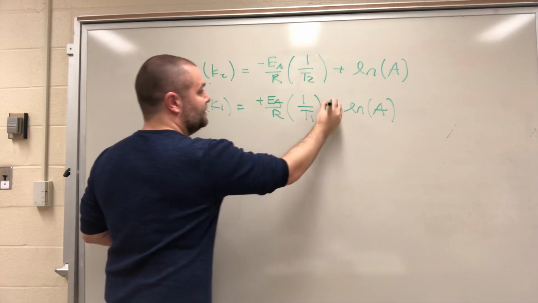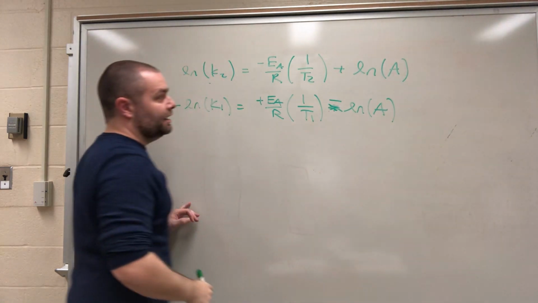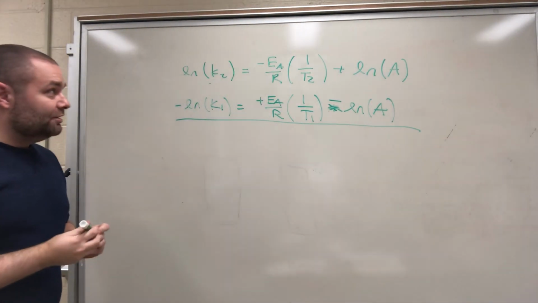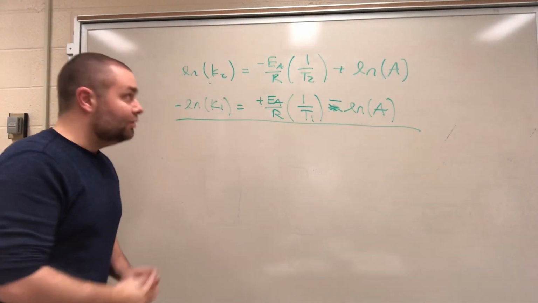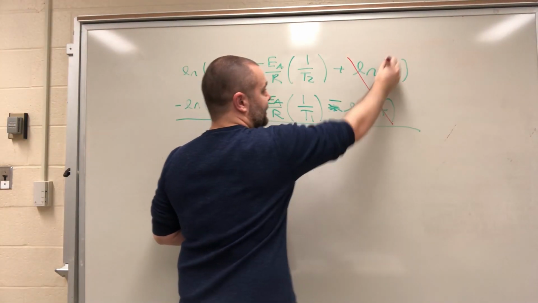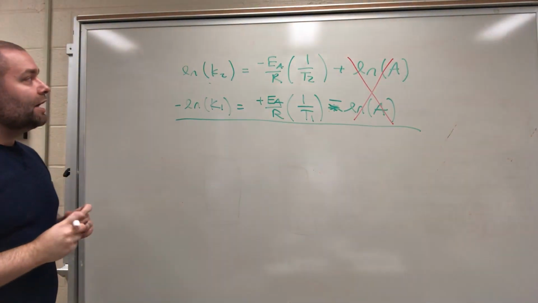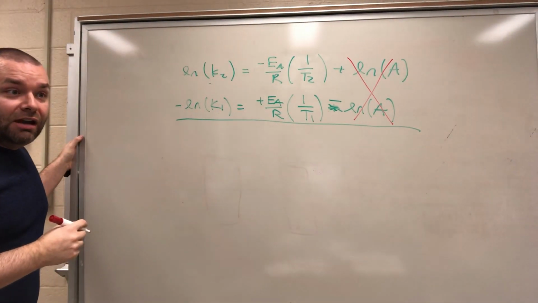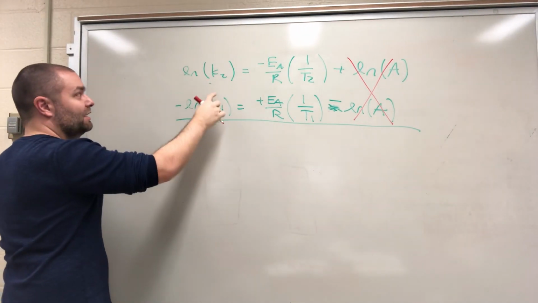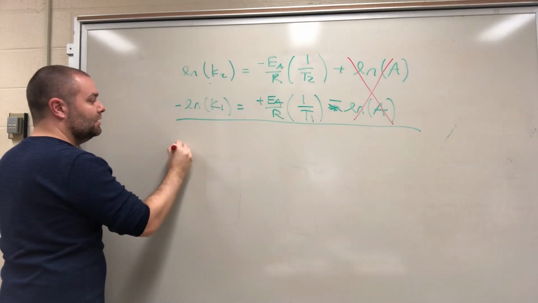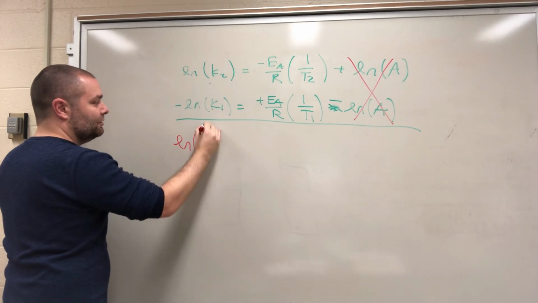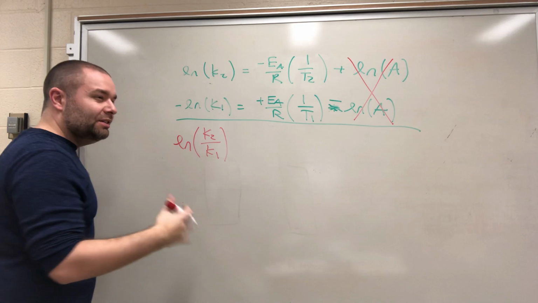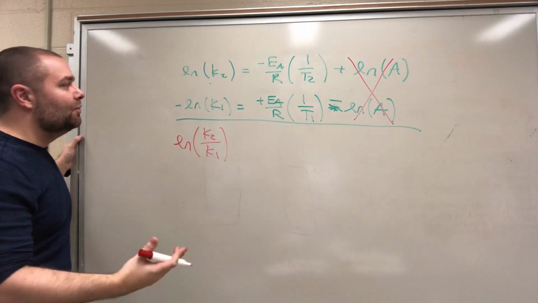This becomes positive. This becomes negative. I'm going to bring these together. When I do that subtraction step and bring them together, notice the natural logs of A cancel out. I have a subtraction of natural logs: the natural log of K2 minus the natural log of K1. I can write that as the natural log of K2 over K1, just like we did with P vap in Clausius-Clapeyron.